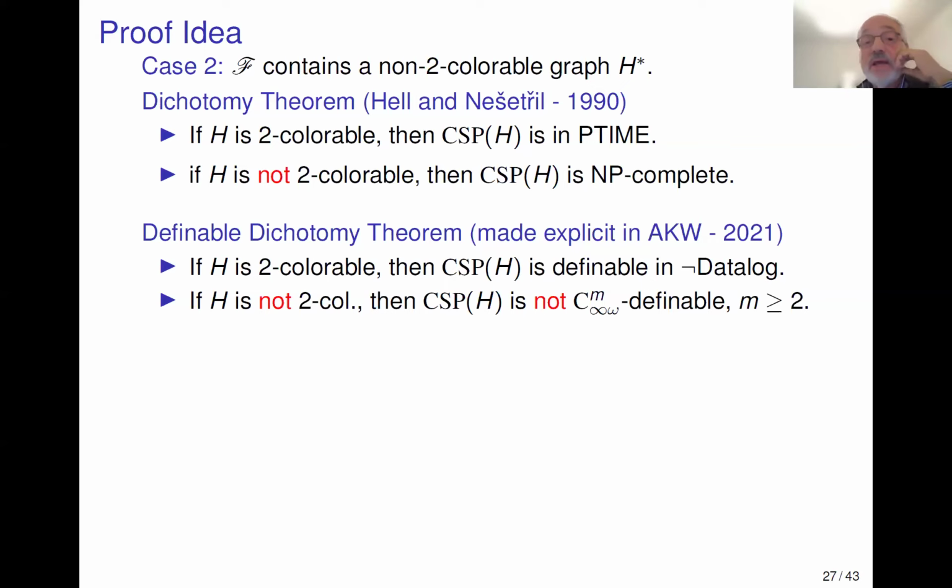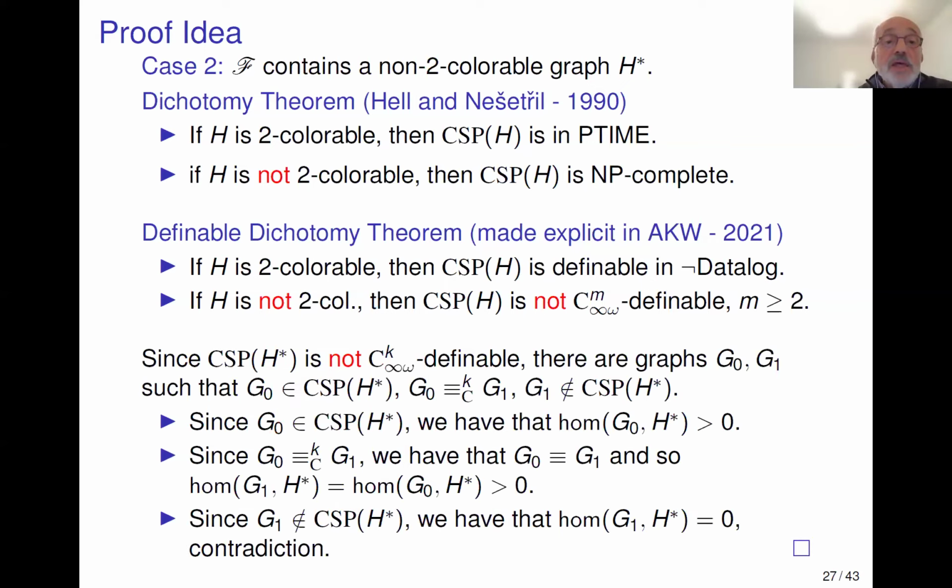So this is where we had to do some work using other results from constraint satisfaction. By the way, suppose tomorrow someone proves that P equals NP. Then the dichotomy theorem of Hell and Nešetřil goes away. Then it's trivial. On the other hand, this definable dichotomy theorem is an absolute result. It's not conditioned on assuming that P is different from NP. It's an absolute result.